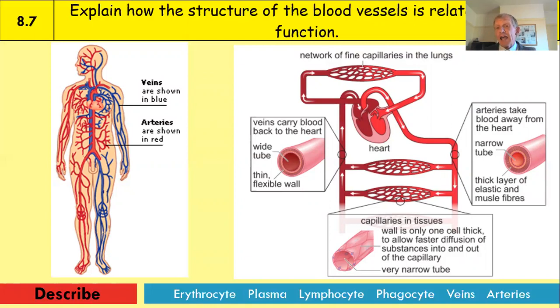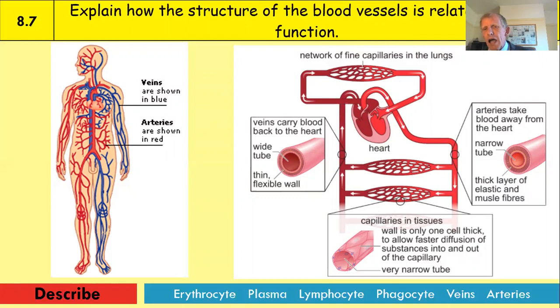So the thick layer of elastic and muscle fibers that make up the walls of arteries are mainly there to allow the artery to withstand the massive pressure produced by the heart. The small lumen, the small opening at the center, enables the arteries to maintain that pressure that's produced by the heart, to make sure the blood can be pumped all the way around the body.